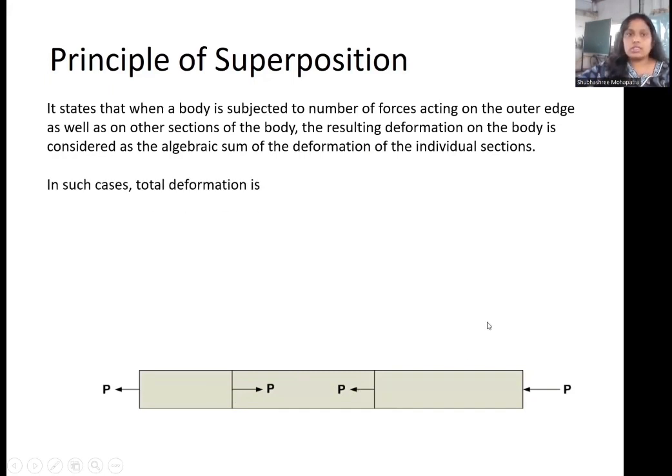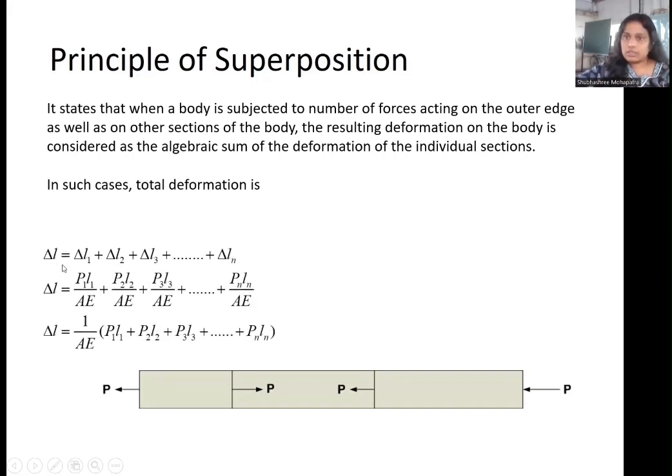In such a case, the total deformation, that is delta L, is equal to the deformation produced by each section. It can be n number of sections. So delta L, the total deformation, is equal to delta L1, that means deformation at section 1, section 2, section 3, up to n number of sections. Now put the formula of delta L, that is nothing but PL by AE.